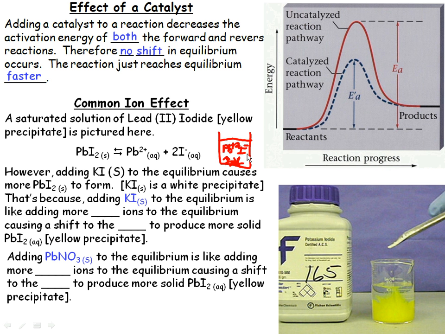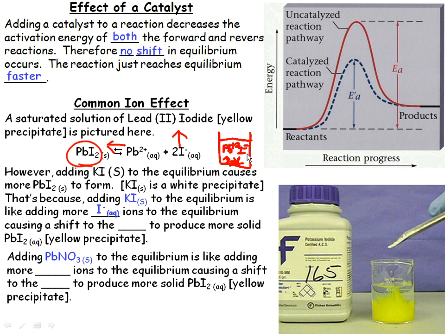Now, if you look in this picture, you'll see those white crystals inside the little scoop, but as they're dropping those white crystals into the solution, it's actually creating more yellow lead iodide. The reason this is happening is because the potassium iodide is like adding more iodide ions to our equilibrium. And we know from Le Chatelier's principle that if I increase the concentration of my iodide ions, it's going to cause a shift away from those iodide ions and make more of my yellow lead iodide precipitate.